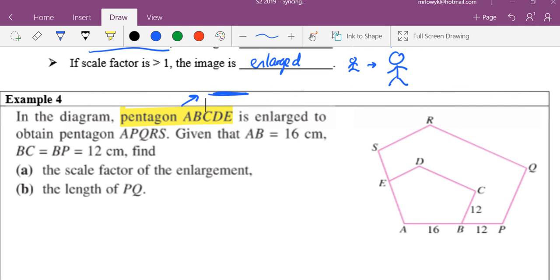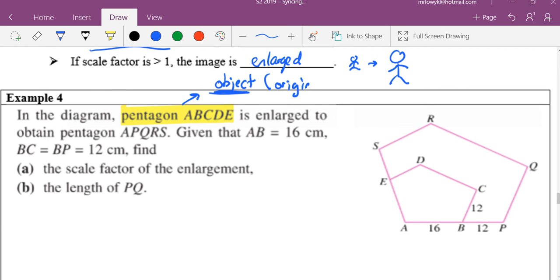So we say that this is the object. Object always refers to original. Can you write that down? Now, you see, it says enlarge to something else. The something else is always the image. Why is this important?